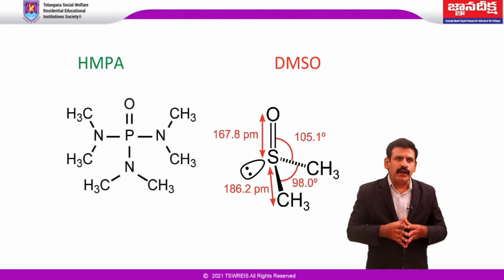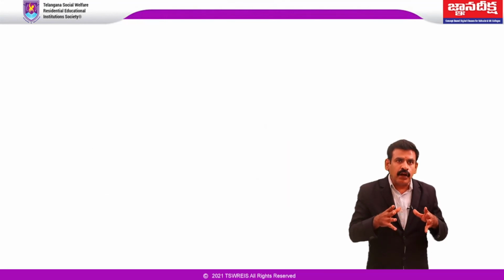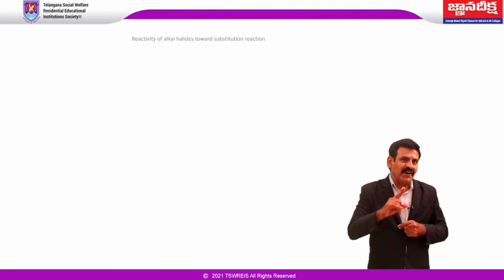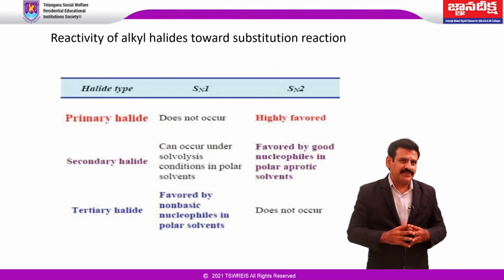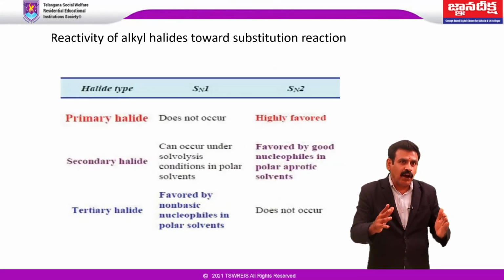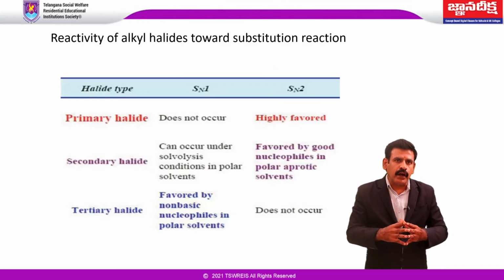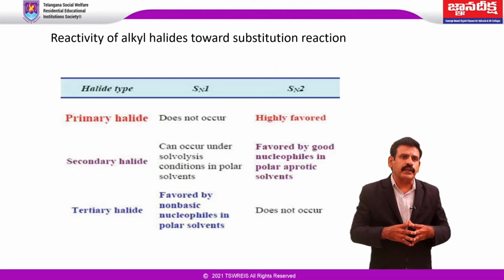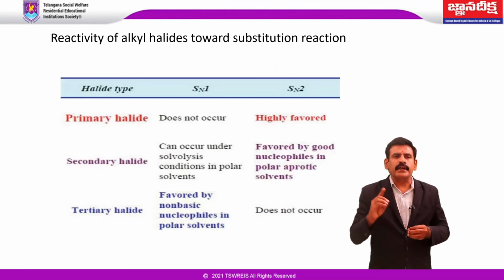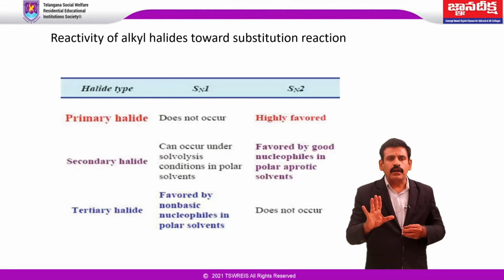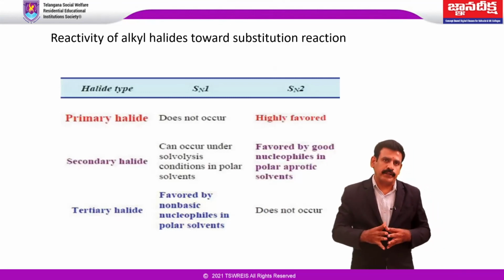And see the reactivity of alkyl halides towards substitution reactions. A primary alkyl halide does not undergo SN1 reaction, but is highly favored for SN2 reaction. The secondary halide can react under solvolysis conditions in polar solvents, and is favored by good nucleophiles in polar aprotic solvents. A tertiary alkyl halide is favored by non-basic nucleophiles in polar solvents, but SN2 of tertiary butyl alcohol or tertiary halides does not occur.